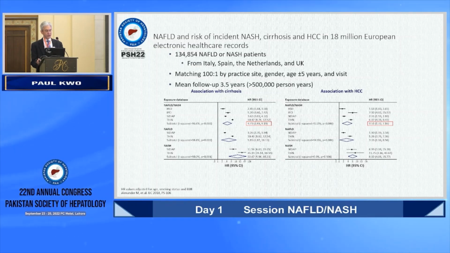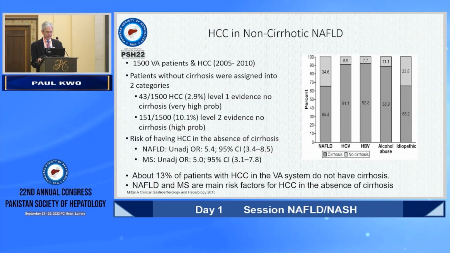We know NAFLD causes cirrhosis, but NAFLD is also associated with hepatocellular carcinoma. This was based on a very nice database study in 18 million Europeans, an electronic health record that showed quite a strong association with hepatocellular carcinoma in those with NAFLD. And this study, which comes from our VA system in the United States, showed that in the Veterans Administration, NAFLD, again without cirrhosis, caused more hepatocellular carcinoma than did hepatitis B.